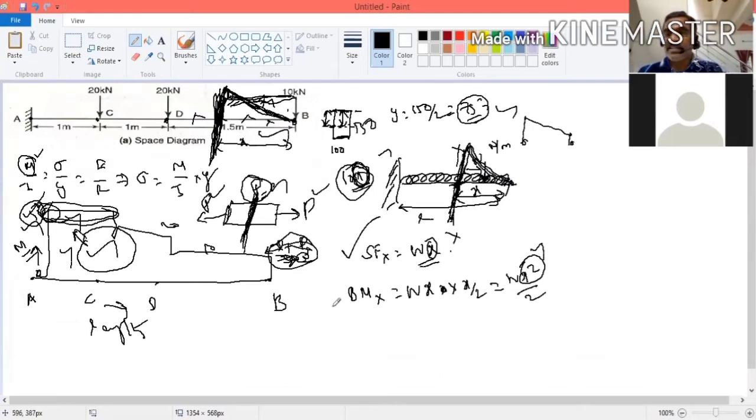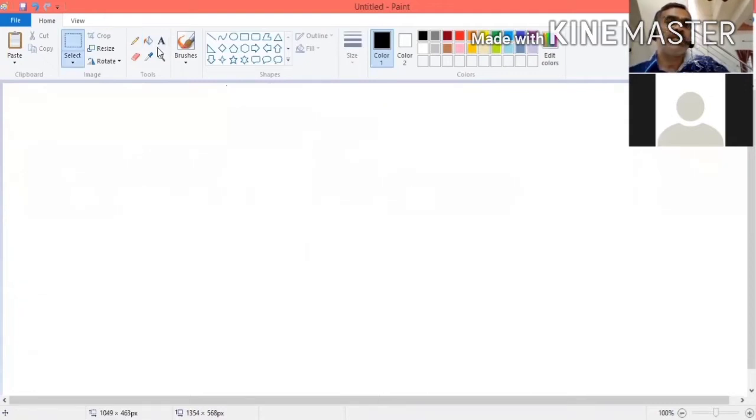Now we are going to see the third case. This is very, very important. You listen carefully. Now we are going to take a uniformly varying load.